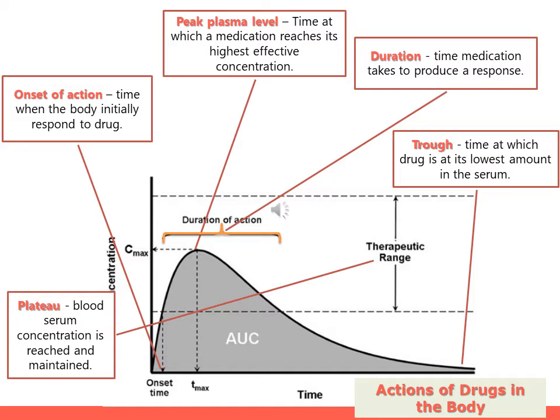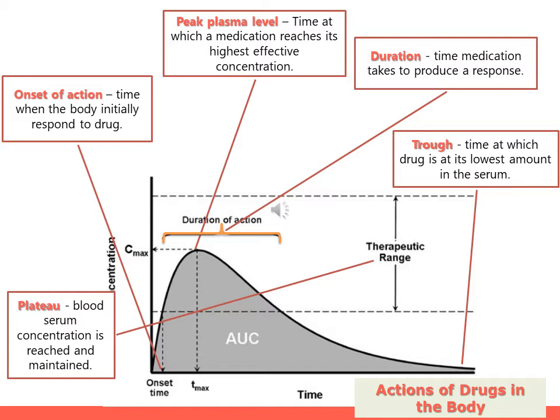Now, the first term that I want you to remember is the onset of action, or time when the body initially responds to a drug. So, for example, if your patient is taking Panadol, and Panadol is a pain reliever, it is given to a patient to reduce pain. When the medication starts to exert, or starts to cause reduction in pain initially, we call it onset of action. And normally, it takes its effect a few minutes after you give the medication.